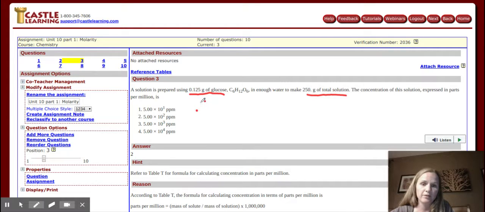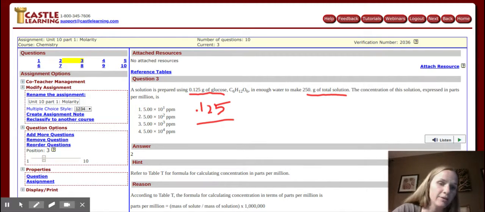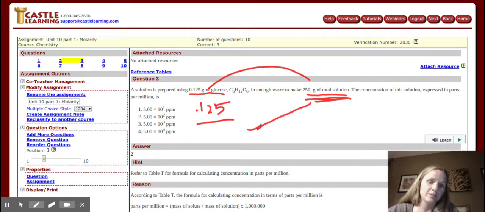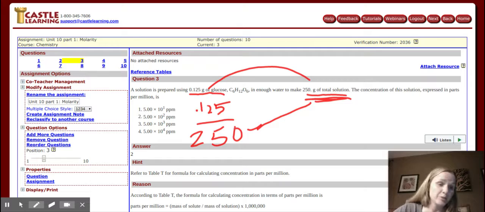So I do 0.12, divided by the total solution. Now here they said it was the total solution, so I don't have to add these two together, because it says already that's what the total solution was. So I'm going to go ahead and bring this number down here, 250. So that's the formula for parts per million.